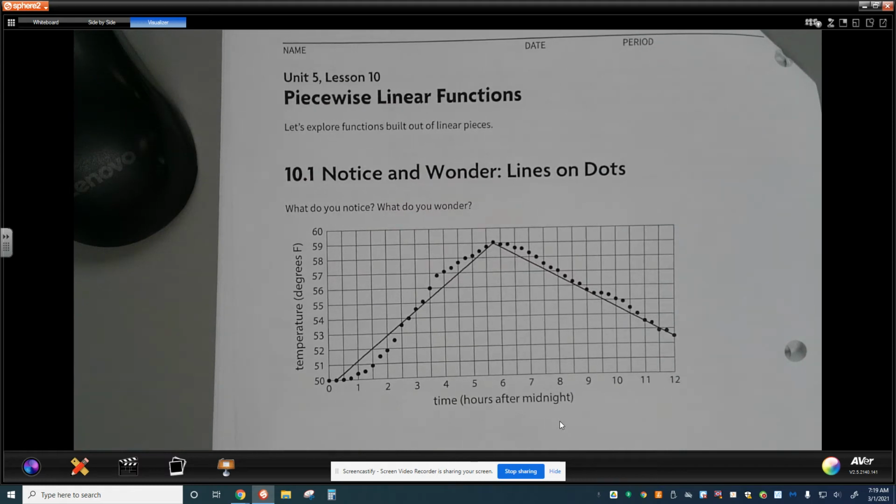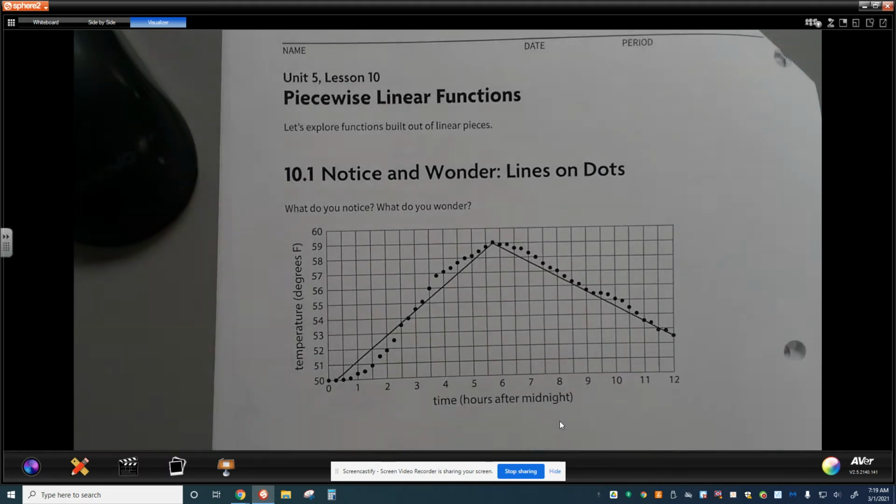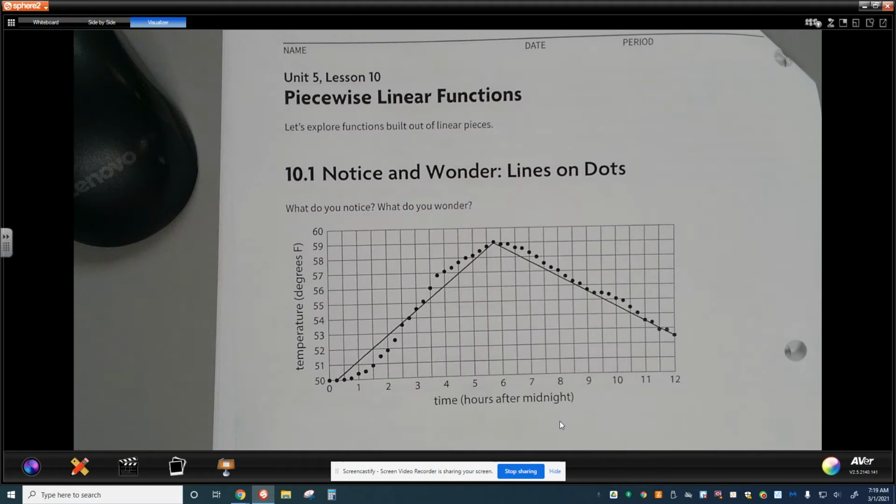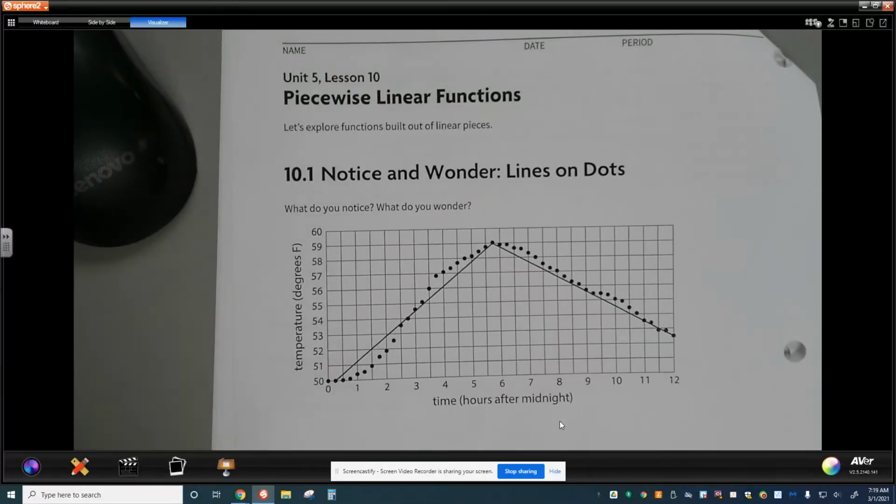Welcome to Unit 5, Lesson 10. Today, I'm going to tell you about something that is just a very, very brief introduction to piecewise linear functions. And you might be thinking, piecewise linear functions, what does that mean?